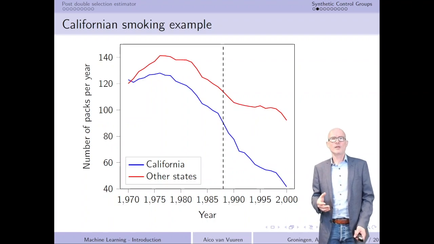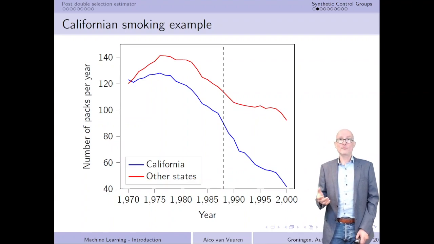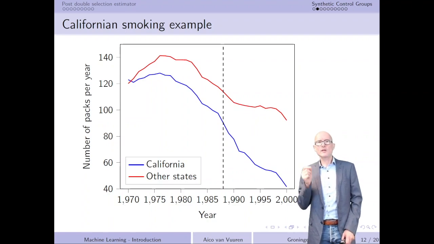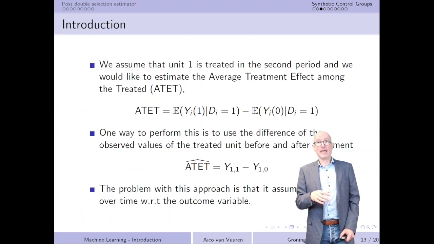But we should take into account that, of course, for the other states, the fact that, say, the taxes in California actually increased, well, that doesn't matter. You are not going to smoke less because in, for example, New York, the taxes in California have been increasing. So you should realize that we immediately see that there is actually a trend, and that means the before-after estimator that we have over here is definitely not going to be the correct kind of estimator.